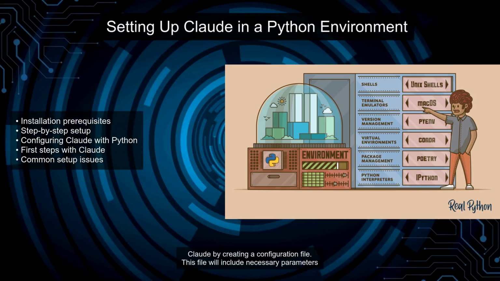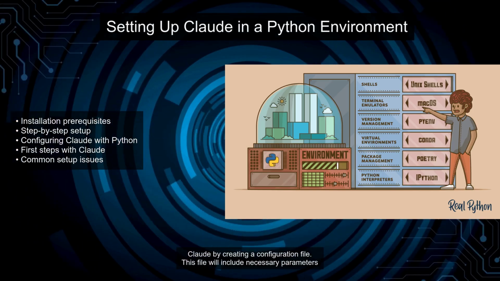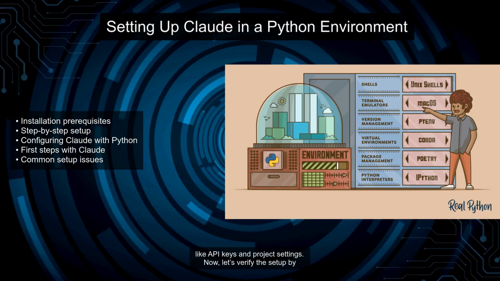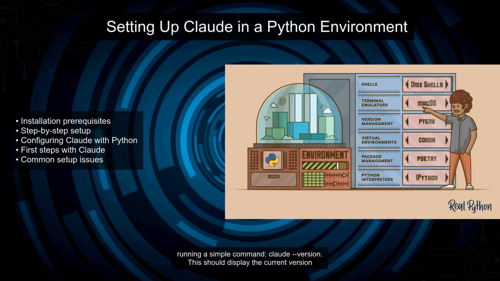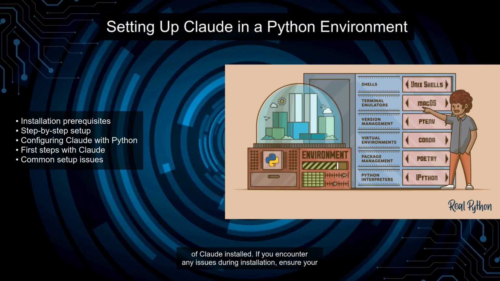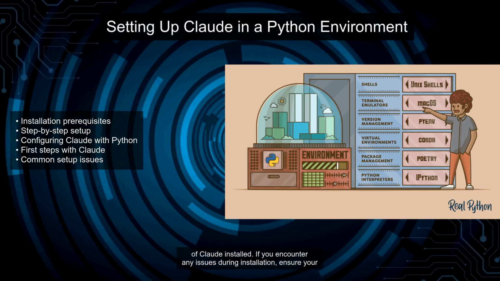After installation, you need to configure Claude by creating a configuration file. This file will include necessary parameters like API keys and project settings. Now, let's verify the setup by running a simple command, claude version. This should display the current version of Claude installed.